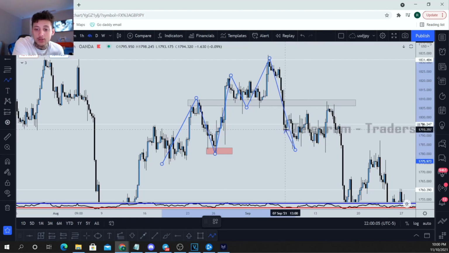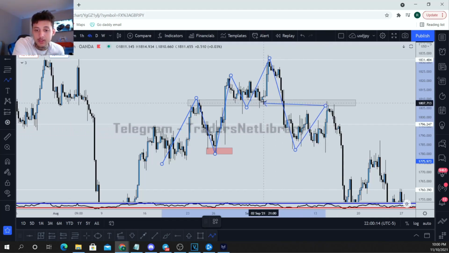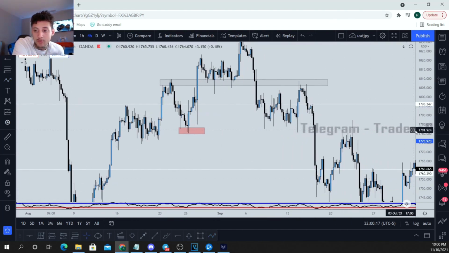And again, these are all different types of pullbacks. These are more complex types of pullbacks, breather pullbacks, if you want to call them that. Then we have a lower high, where we have previous market structure. And then price went all the way back down and formed that lower low.